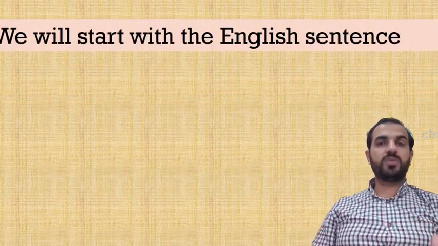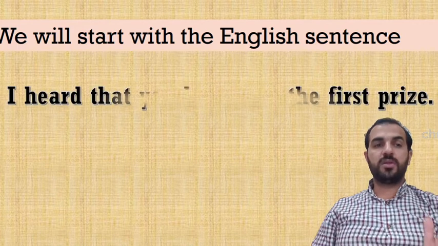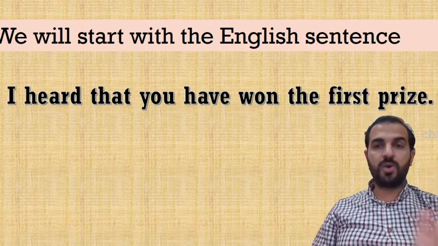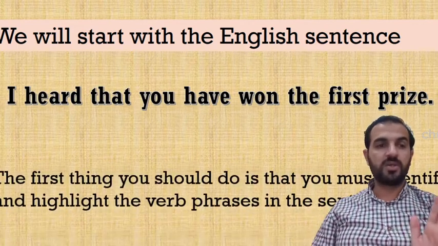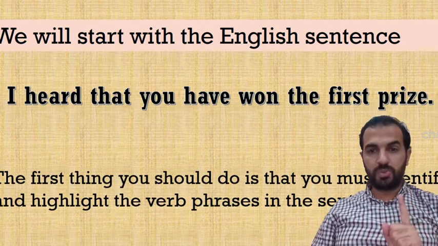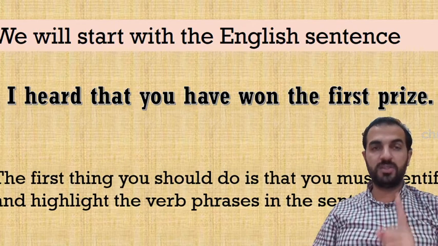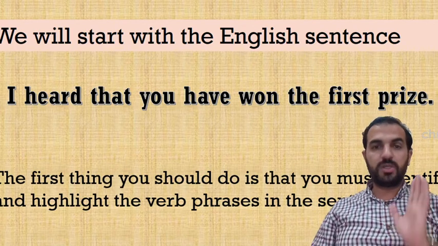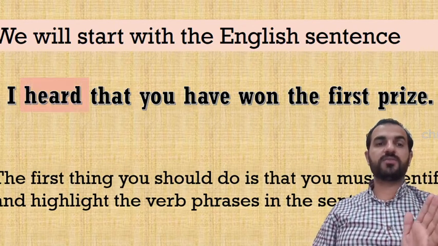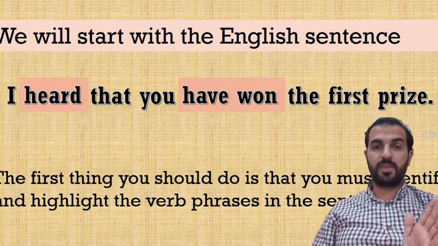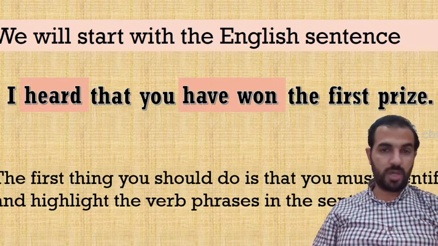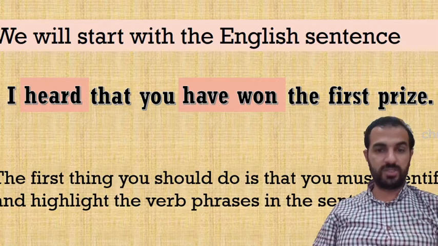So we will start with the English sentence. I heard that you have won the first prize. The first thing you must do is identify and highlight the verb phrases in the sentence. So, heard and have won. These are the two VPs in the sentence.